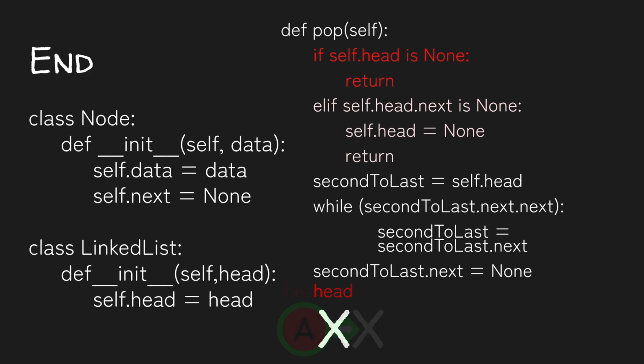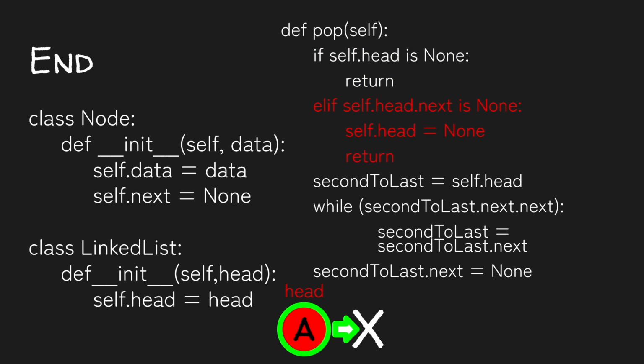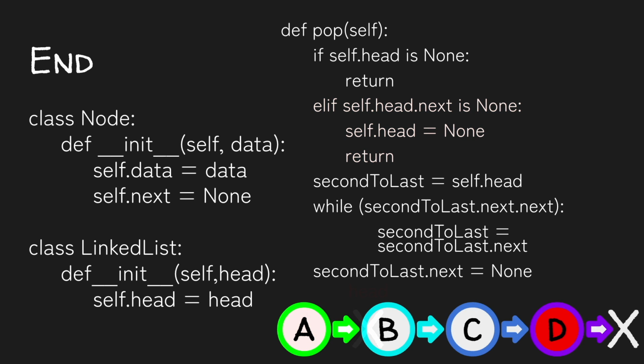Next, we check if we have a linked list with only one element. In other words, we check if the head's next pointer points to none. If it does, then we remove the only element in our linked list by setting the head of our linked list to none. Now let's say that our linked list doesn't fall under any of our edge cases, and our linked list has nodes A, B, C, and D.